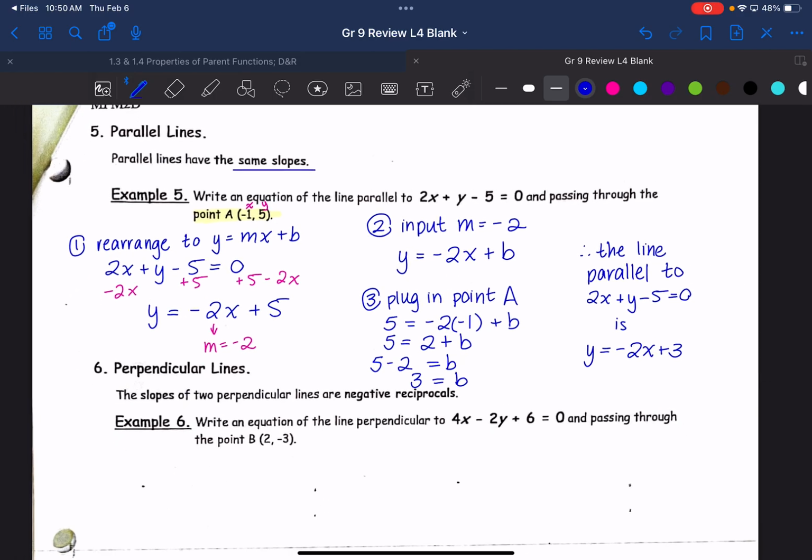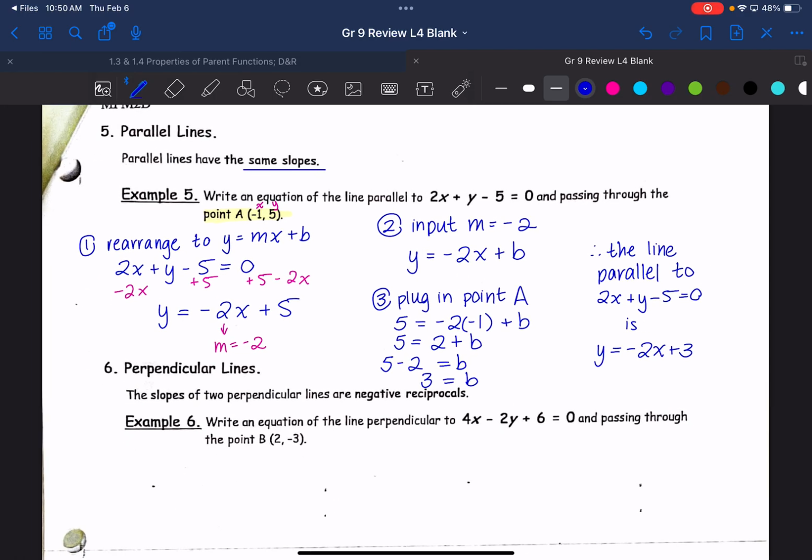Right? Same thing is happening for perpendicular lines, but what are perpendicular lines? We said parallel lines have the same slope and run alongside each other. But it says here, two perpendicular lines are negative reciprocals. What does that even mean? What is a negative reciprocal? And what are perpendicular lines? What do they look like? How do they intersect? Do we remember, or do we need a refresher?